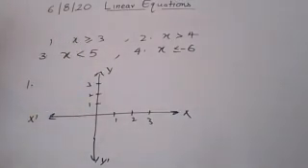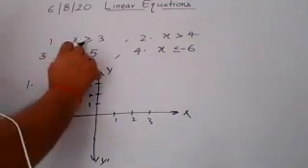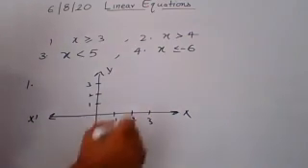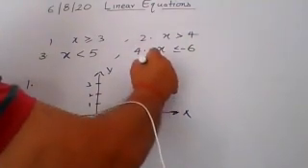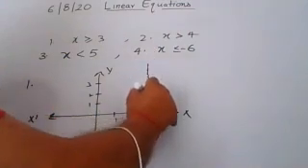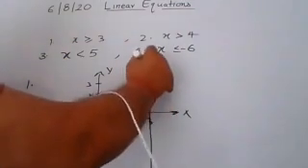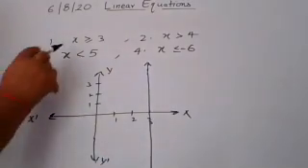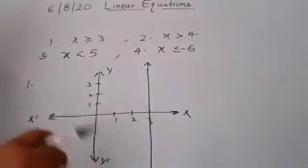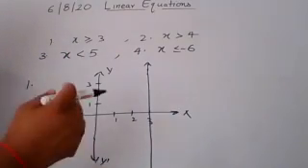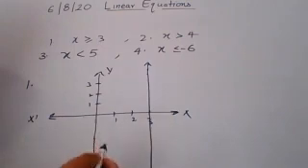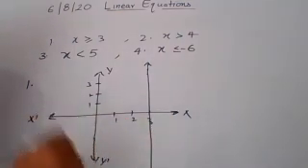So x is equal to 3, as you well know, is the equation of a line which is parallel to the y-axis. And here you have x is greater than or equal to 3. So what you do is plot the line parallel to the y-axis at a distance of 3. So if you have the inequality x is greater than or equal to 3, first of all you have to plot the graph of the line parallel to the y-axis at a distance of 3.